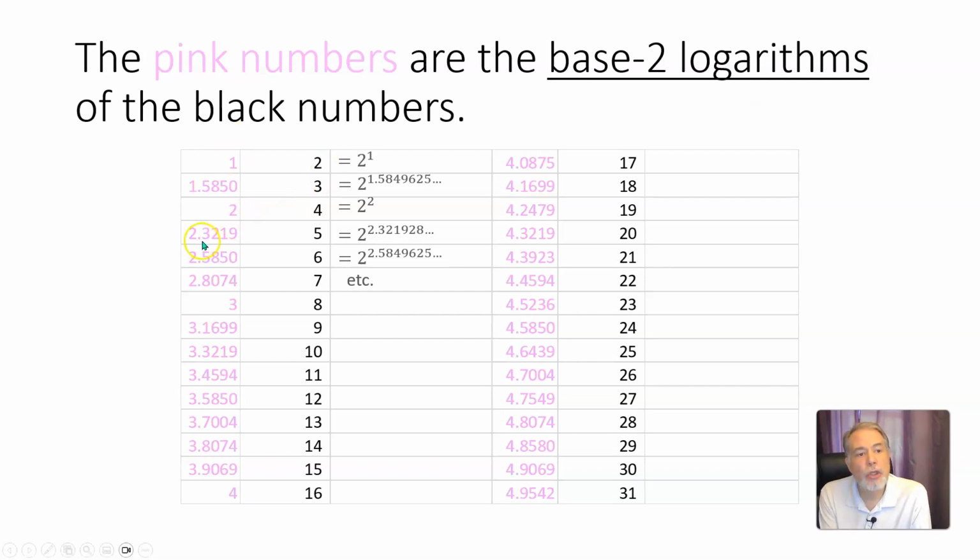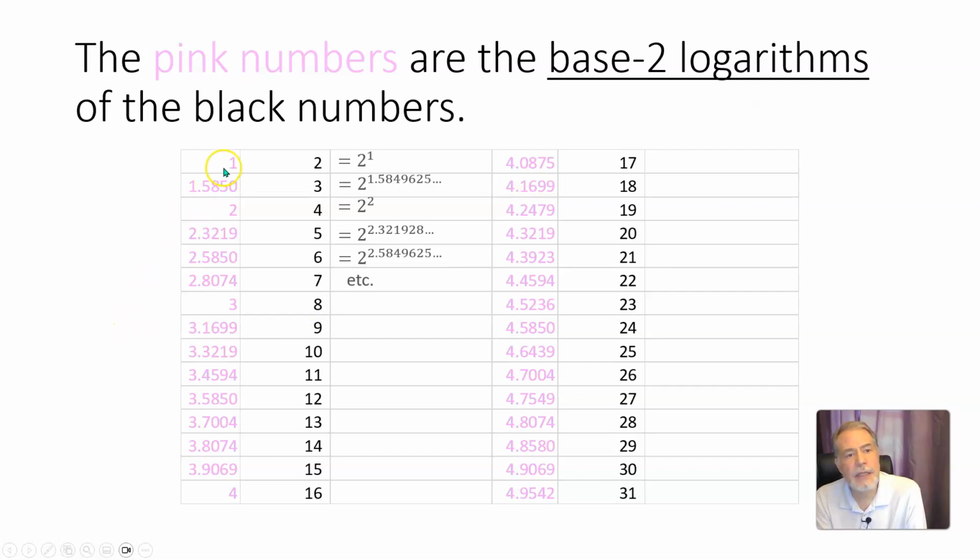2 to the 2.3219 power is how we get 5. 2 to the 2.585 power is how we get 6. 2 to the 2.8074 power gives us 7. 2 to the 3 power is 8, and so on.